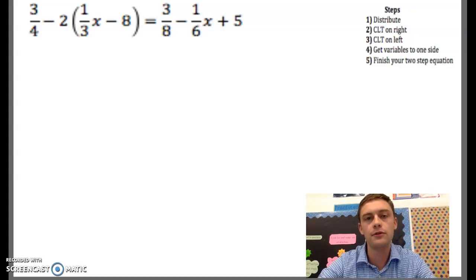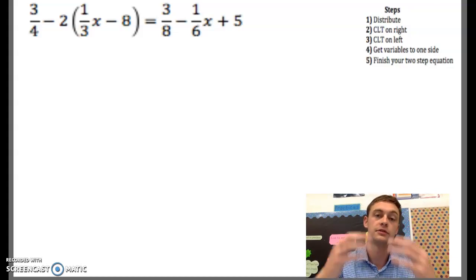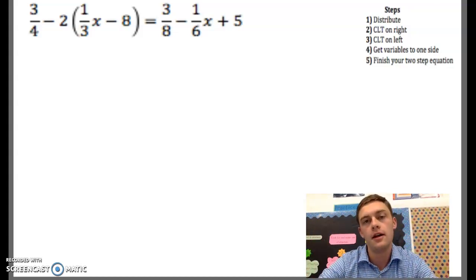I'm going to walk you through how to do one example of solving an equation with variables on both sides. I heard you guys did pretty well with it yesterday, and that shouldn't change today. We're just going to have fractions, but that doesn't mean any of our steps change.